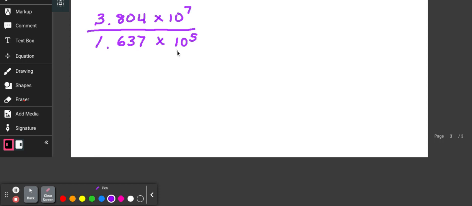Okay, so again, we can divide this very simply. We're going to take 3.804 and divide that by 1.637, and I get 2.32. So I'm going to do a little estimation here: 2.32 times 10 to the 7 minus 5, which is the second power. Now again, this is the population density of California. So this is California. I'm going to put a CA there.